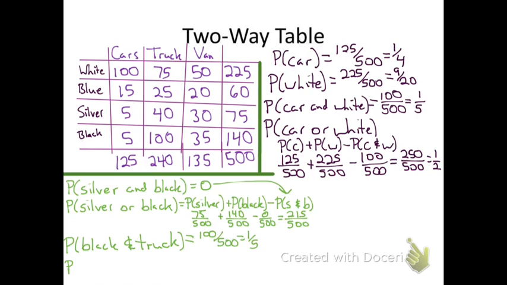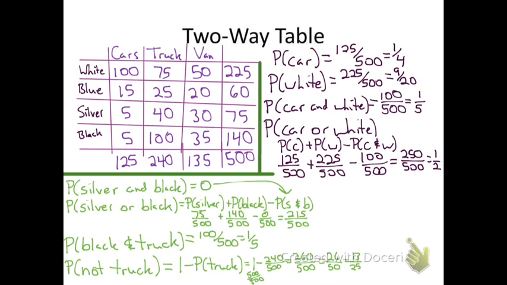How about the probability it's not a truck? So I could take the probability of it being a truck and subtract it from 1, or I can look at the options. So let's see this. If this is the truck, I could take 240. 1 minus 240 over 500, which is, this is just 500 over 500, and I get 260 over 500, which becomes ultimately 26 over 50, or 13 over 25.